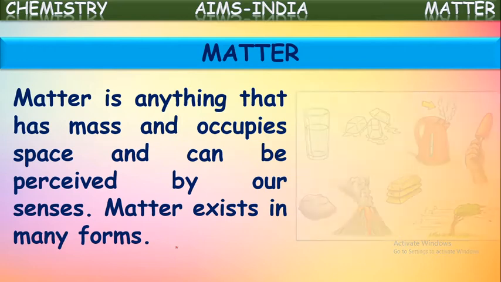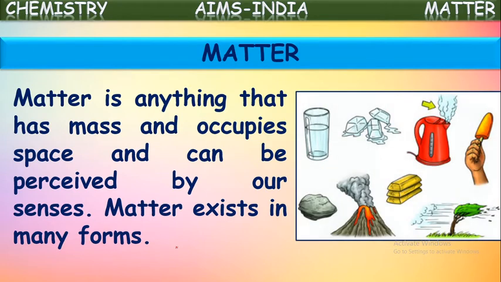Matter exists in many forms. See here, some examples are shown. The water present in this glass is matter. This glass itself is matter because it has some mass and occupies some space and it can be perceived by our senses. We can touch it. So it is matter. These ice cubes come under matter and this kettle is matter. And the vapors coming out from this kettle also come under matter. These ice cubes, stones, gold, air, these all are different forms of matter only.